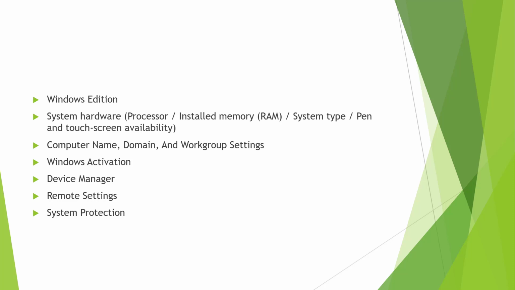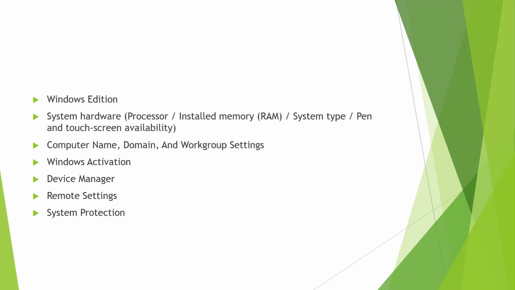Alright, so let's look at these more in depth. The Windows Edition section shows the edition of Windows the machine currently has installed. The edition will also show whether a service pack is installed. The system will show processor, memory, system type, as well as pen and touchscreen availability.